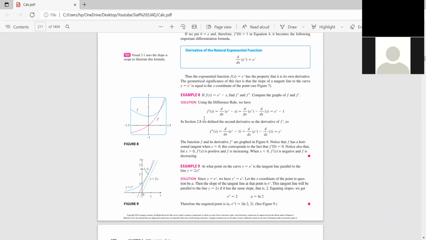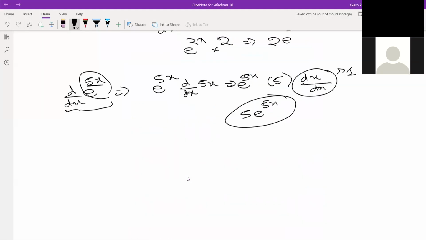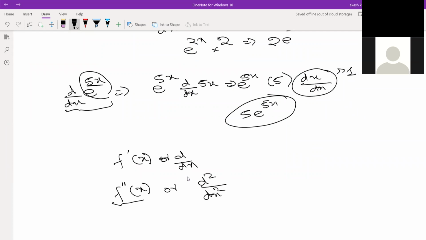The sign between the f and the x, this is the derivative sign, right? Yes. Let me just write it down here as well. We can write our derivative as f dash of x or d over dx. Both are the same thing. We can represent our double differentiation like this or like this. Both are ways to represent differentiation.